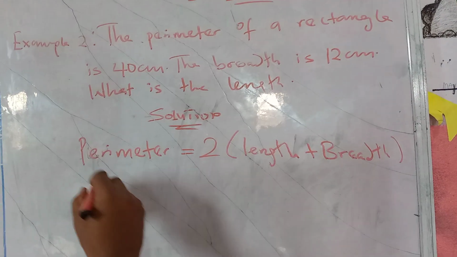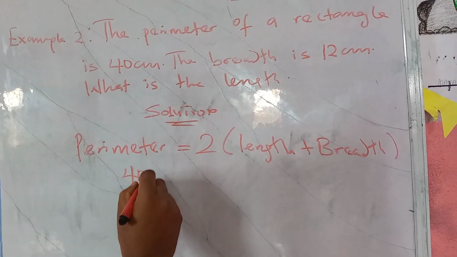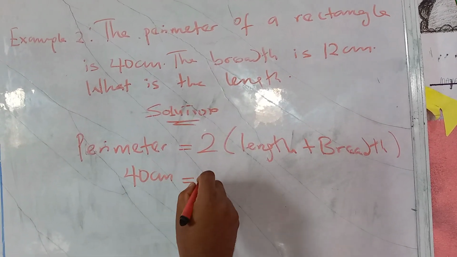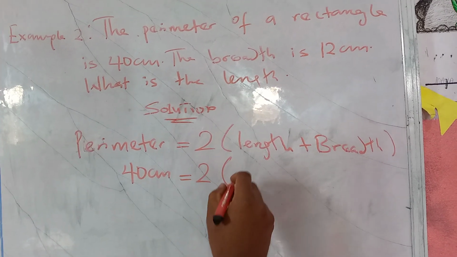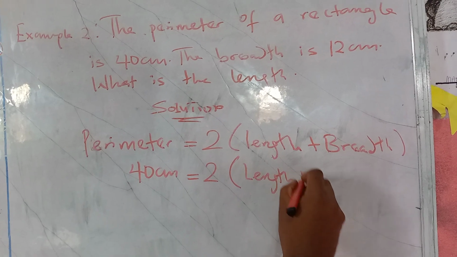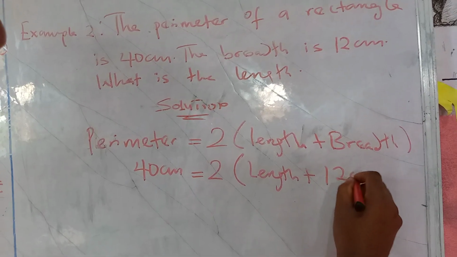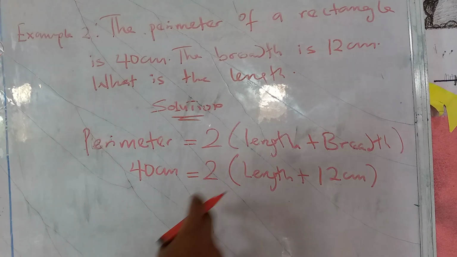Okay? So now the perimeter here we have been given already, which is what? 40 centimeter. So 2 into bracket, our length is not given, right? Plus what's our breadth? Our breadth here is what? 12 centimeter. Okay, let's open the bracket now.